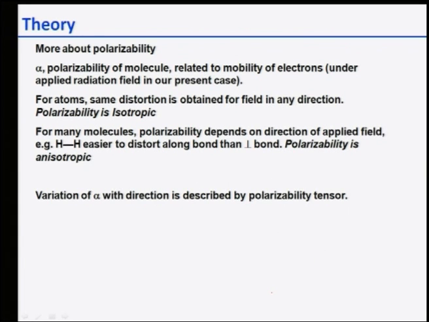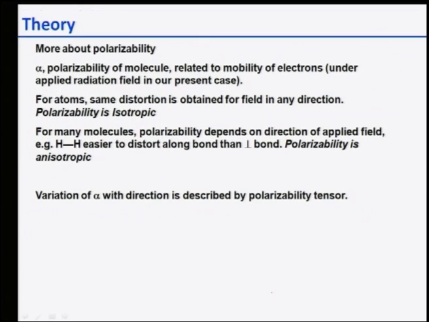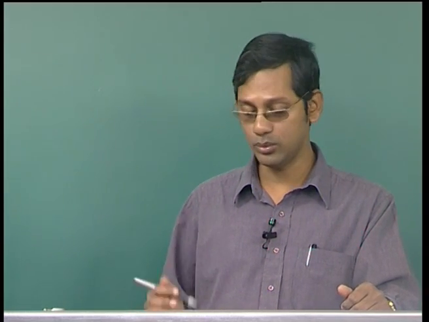To give you a little more on the aspects of polarizability, if you have not understood much, you can go back and look at the slides. Polarizability of a molecule is the mobility of the electrons when you apply a field. Basically, you apply a field and see how the electrons move. If they move symmetrically, then there is no change of polarizability. If distortion happens in the direction of the field, then it is anisotropic. But if the distortion is the same, it is isotropic. For many molecules, polarizability depends on the direction of the applied field. Like H2, it is easier to distort along the bond than perpendicular to the bond, so polarizability is anisotropic. Variation of alpha with direction is described by the polarizability tensor, which basically shows the variation of alpha with the direction.